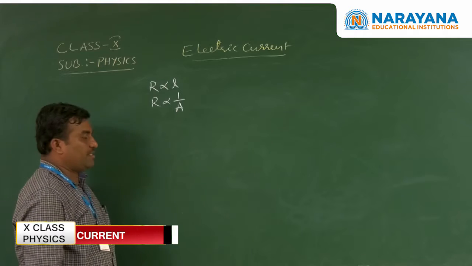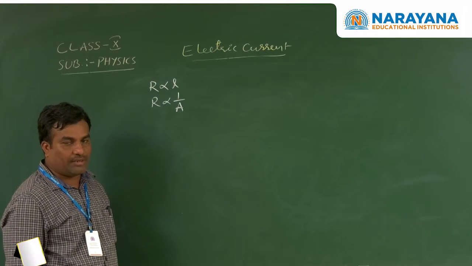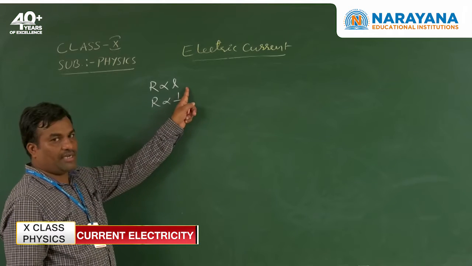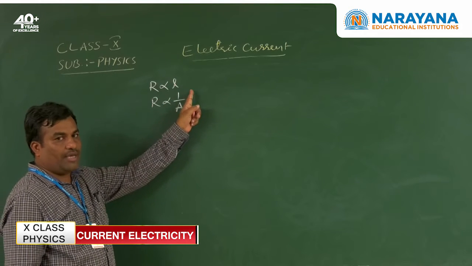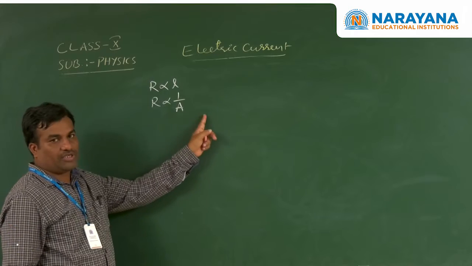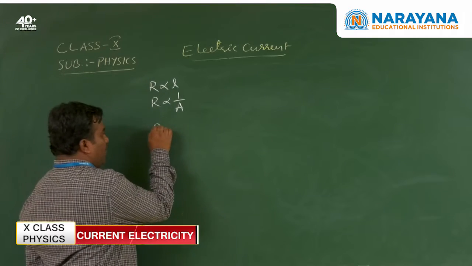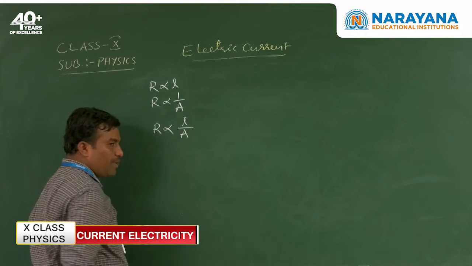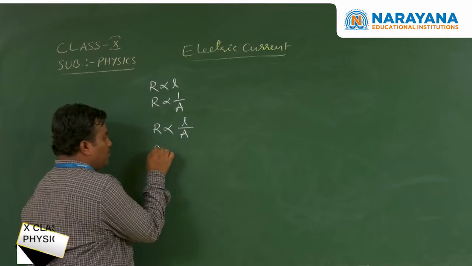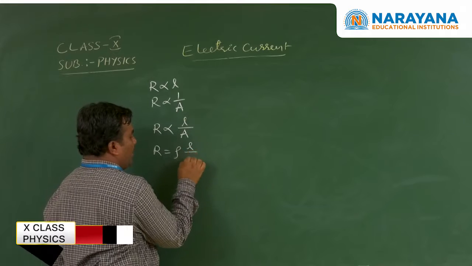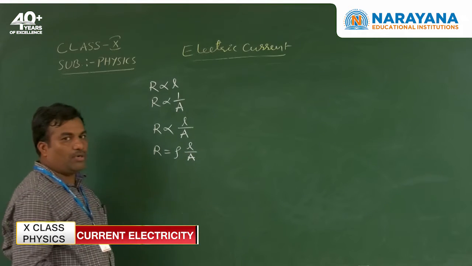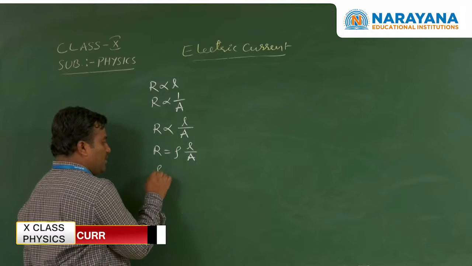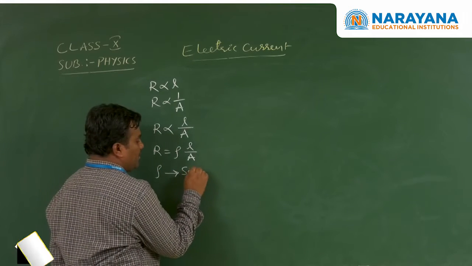Generally, resistance depends on temperature, nature of the material, length of the conductor, and area of cross section. Resistance is directly proportional to length and inversely proportional to area. So now I am writing resistance is directly proportional to length by area, or R equals rho L by A. Here rho is called the proportionality constant.